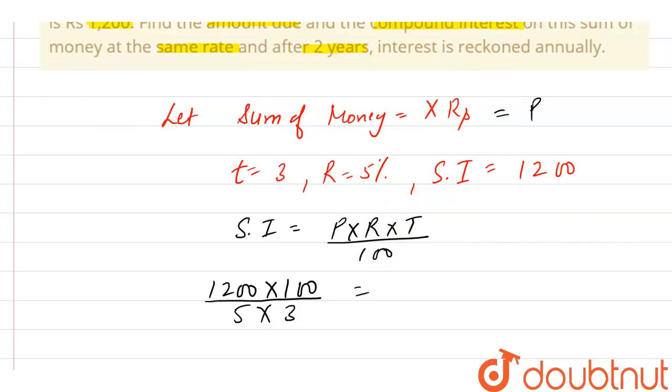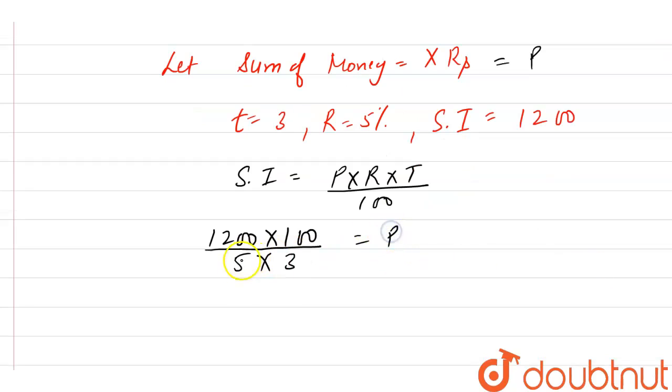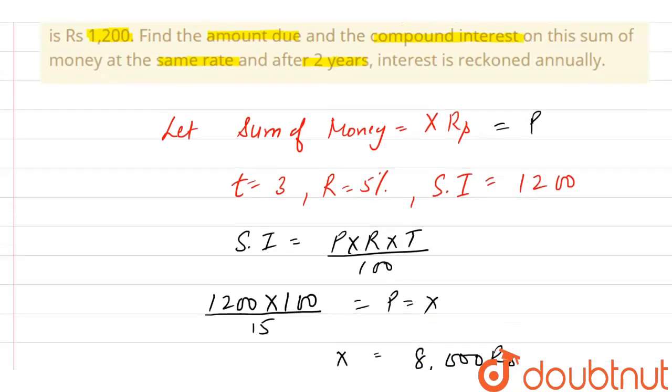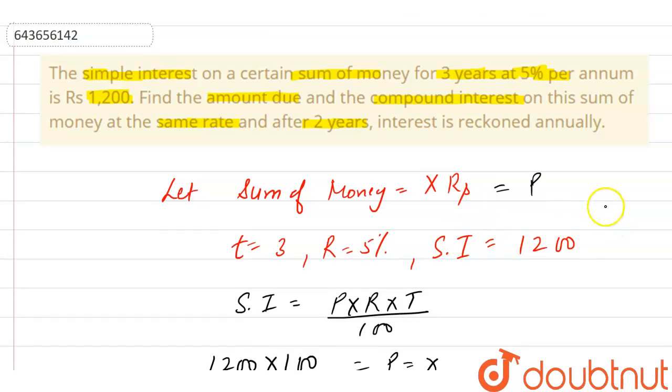So from here, if we calculate, we can write 5 into 3, that is 15. Here it is 15, and if we solve this, then we get the principal amount, which we had let as x, is equal to 8000 rupees, right? So we can say that here the sum of money is 8000 rupees.